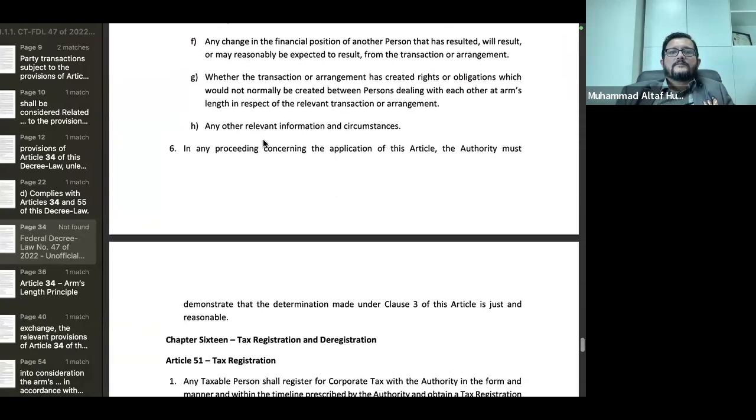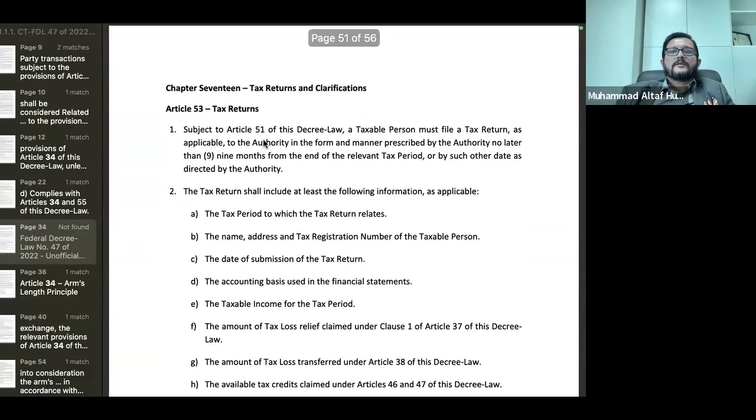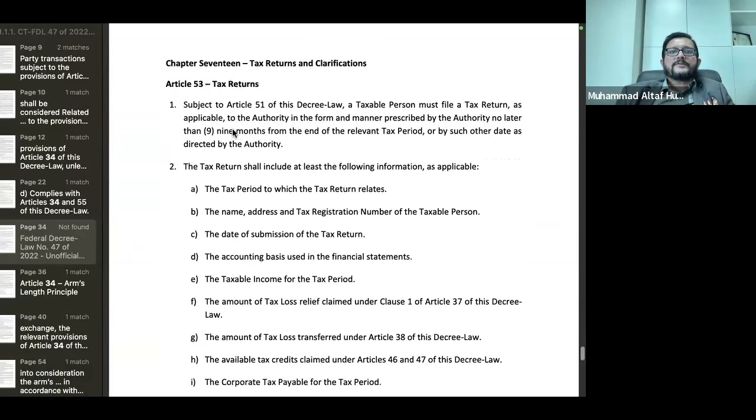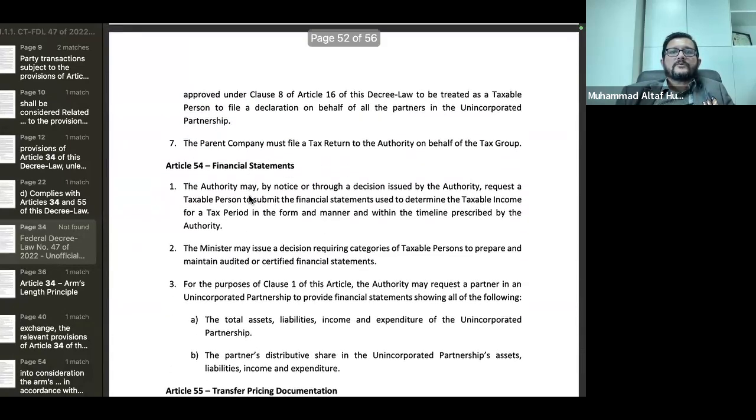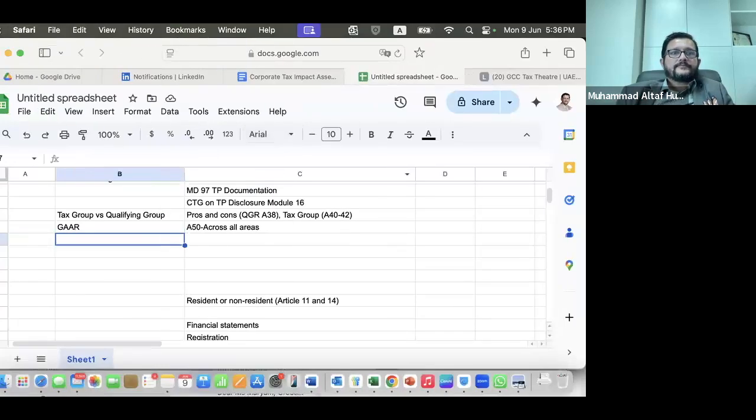Okay, registration, deregistration is then returns and clarifications. The rest of it is procedural, but for example, they have mentioned return filing, etc. But there's one or two key things. For example, this article on financial statements is on the compliance side, right? There is a decision also available which identifies 50 million dirhams and all, right? So audited financial statements, that decision must be complied with.